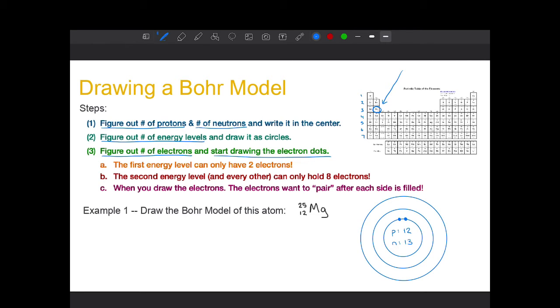So first of all, how many electrons do I need to draw? From the discussion, you should remember that all of these atoms right here are neutral, meaning the number of electrons should be the same as the number of protons. So we want 12 electrons here. I've already got 2, so I'm going to continue from there.